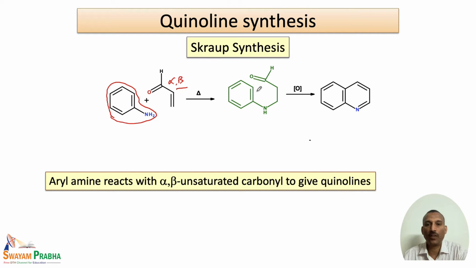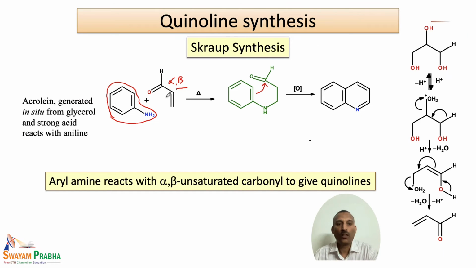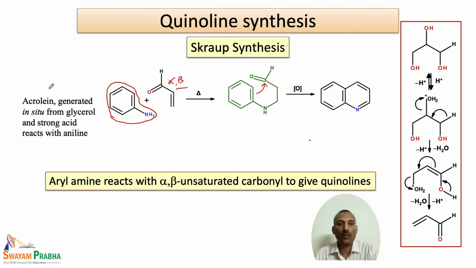oxidation, first it has to undergo cyclization, because this aromatic ring is basically electron rich. This carbonyl carbon is electrophilic, so this pi bond can attack this carbon, and that leads to the cyclization, and finally oxidation of that intermediate leads to the final product. So here acrolein is the intermediate involved in this product.